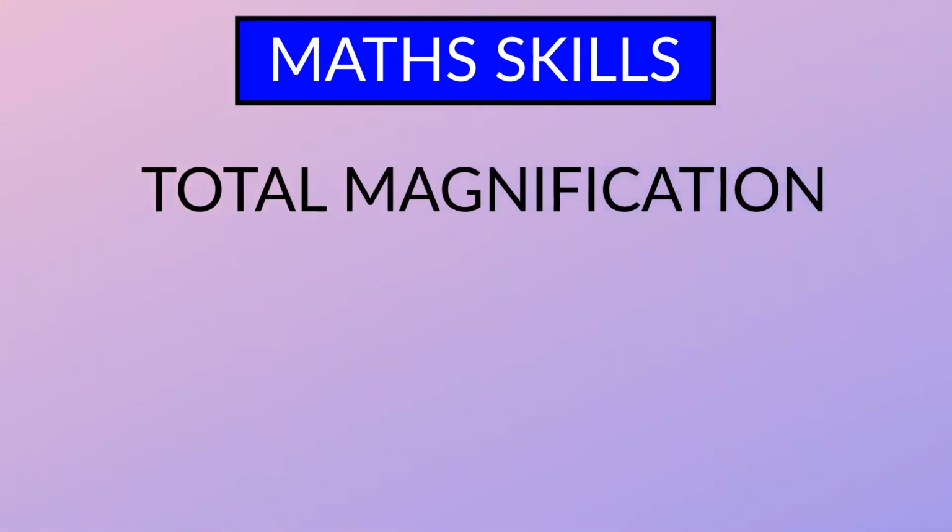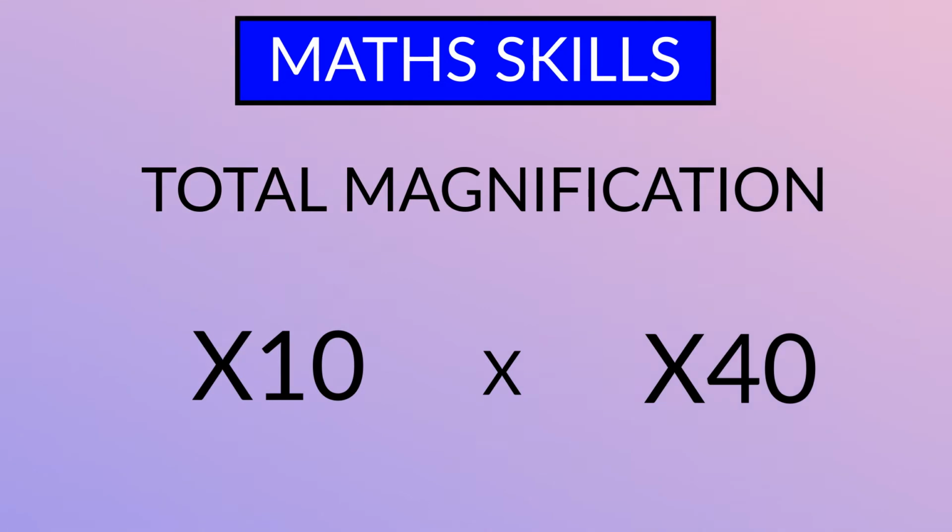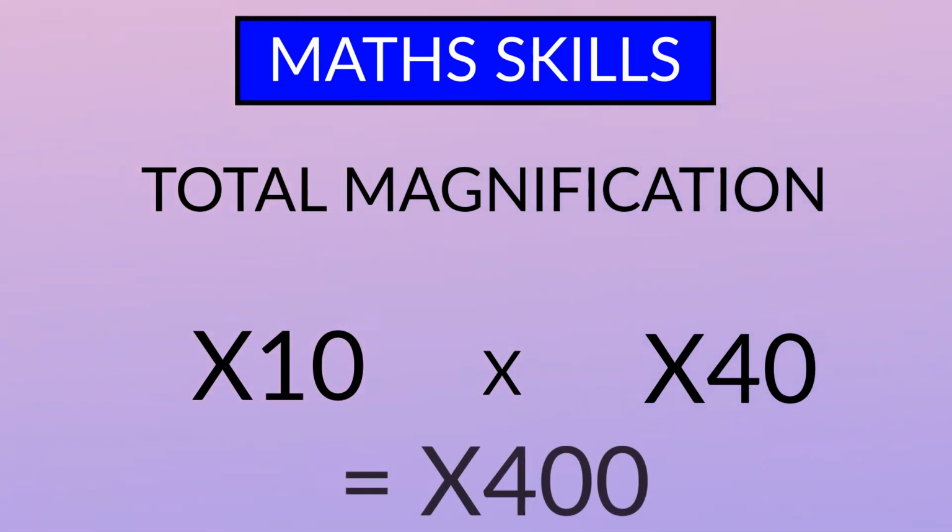Your GCSE contains some maths, which are easy marks once you know what you are doing. The examiners may ask you to calculate total magnification. This is just the multiplication of the eyepiece lens and the objective lens you are using. For example, if your eyepiece lens is times 10 and the objective lens you are using is times 40, then the total magnification is 10 times 40, which equals 400. Easy. Just remember to be sure what eyepiece lens and objective lens they are asking you for in the question.